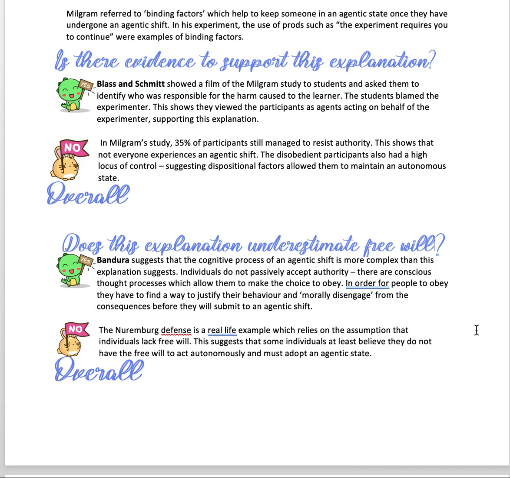And then as your overall, you could say maybe it's a more complex process than the explanation accounts for. You could say that maybe there are situations where more thought goes into obedience than others. So it may be that in situations where the authority figure is asking someone to do something which is against their morals, more moral justification needs to go into it than others. Or just a simple overall could be: overall the explanation oversimplifies the complex process of deciding whether to obey an authority figure.